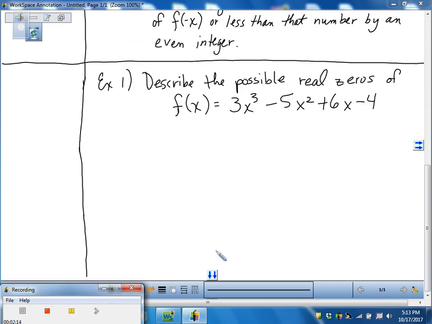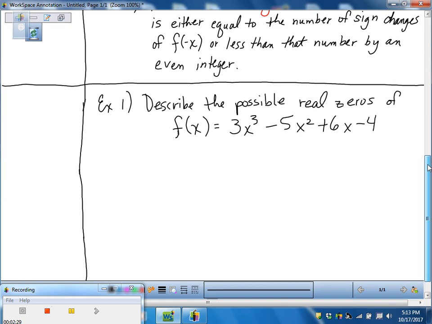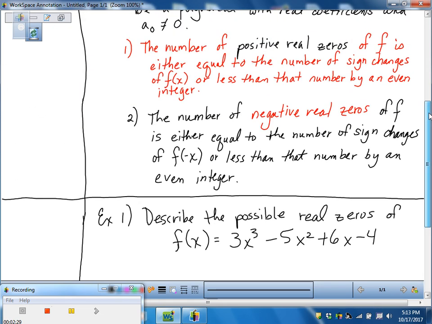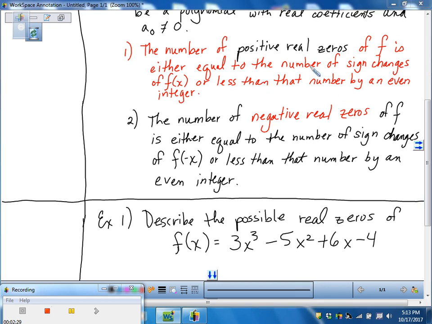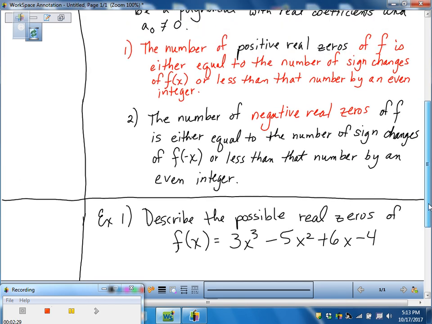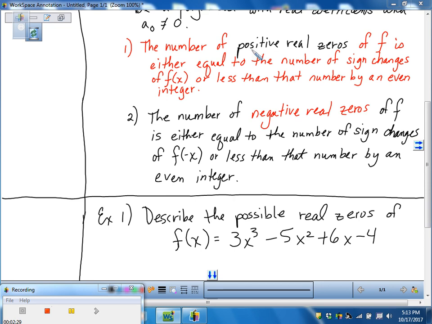Alright, welcome back. We're now doing example 1. We want to describe the possible real zeros of f of x equals 3x cubed minus 5x squared plus 6x minus 4. So let's start with part A of our Descartes' rule of signs. Part A says we want to determine the number of sign changes of f of x. So this was going to help us to determine how many possible positive real zeros we have.